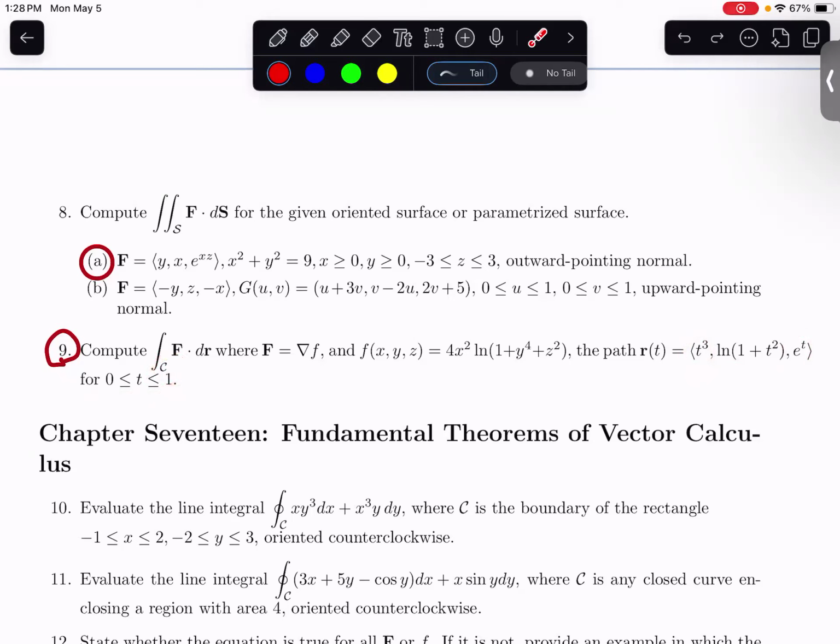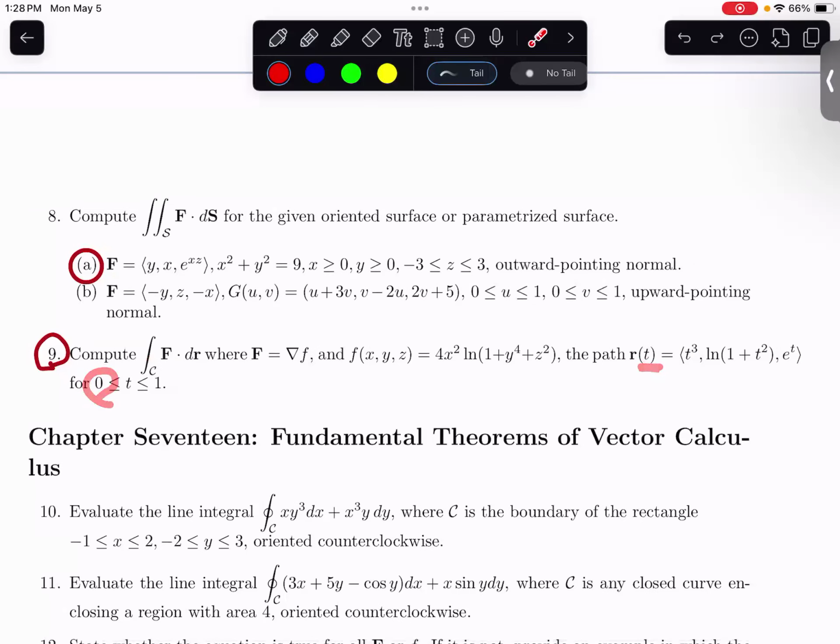If C is a closed curve, then the integral is going to end up being equal to 0. So we're just going to plug r of 0 and then r of 1 into this to see where the endpoints are. If the endpoints are equal, that means it's a closed curve. Otherwise, we'll just have to do a little bit more work to determine what the vector line integral is going to be. If we plug in t equal to 0 here, you get 0 cubed, plus the natural log of 1 plus 0, and e to the 0. So that gives you the point (0, 0, 1).